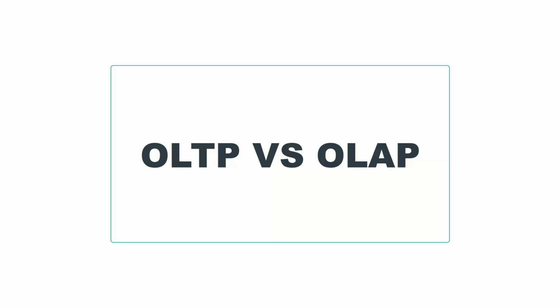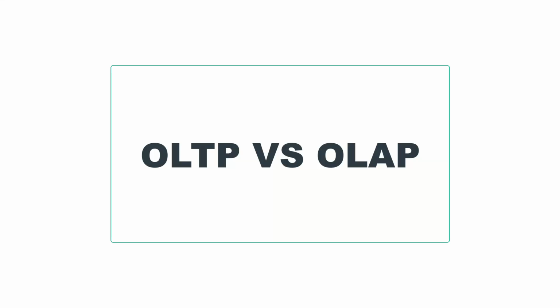Hi guys, my name is Silas and today we are going to look at OLTP versus OLAP. By definition, OLTP simply means online transactional processing, whereas OLAP means online analytical processing.